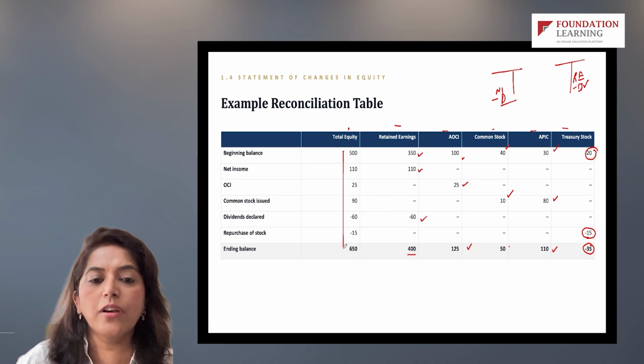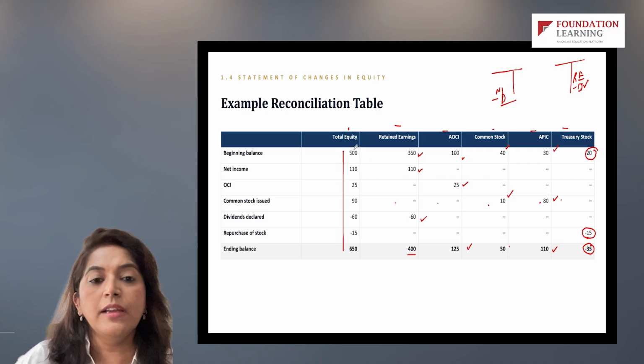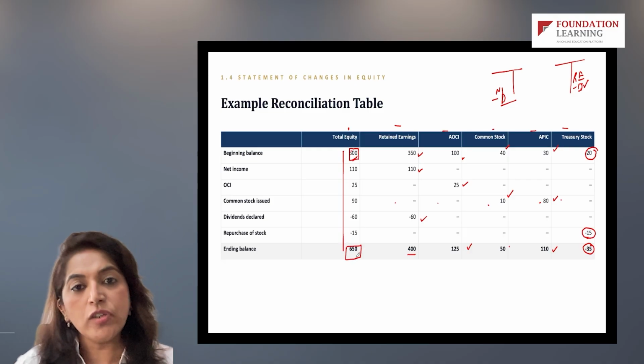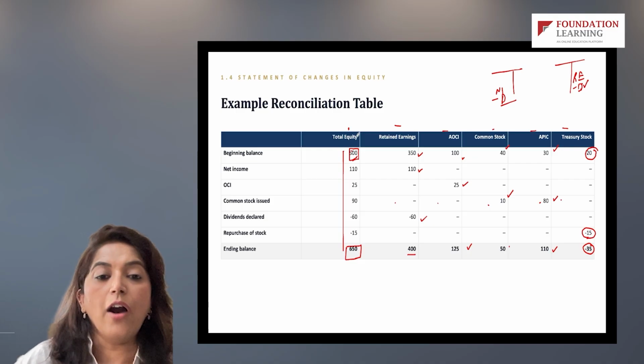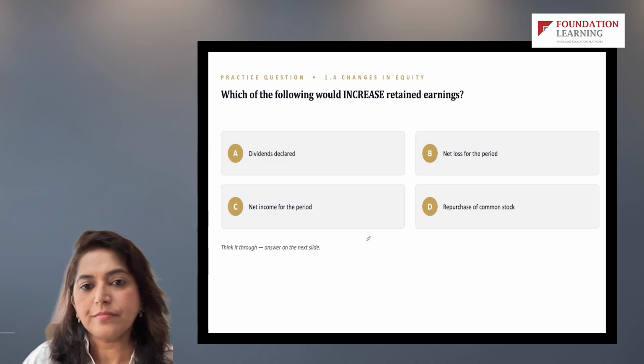And this is a total of all the events that have taken place during the year, right? Total of everything. This is the total equity. Beginning balance is 500, closing balance is 650. So what we have essentially done is we have mapped how this 500 opening arrived at 650 closing, right? That's what we have basically done.